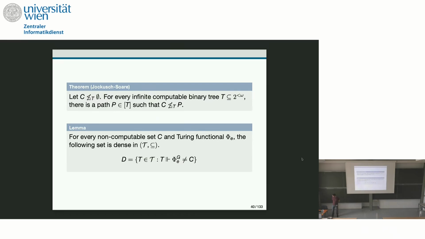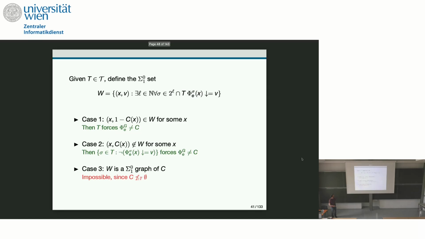We can prove what is called the cone-avoidance basis theorem, which says that if C is not computable, then for every computable infinite binary tree, you can find a path which still does not compute the set C. For this, again, we want to show our density lemma, saying that the set of conditions which forces this inequality is dense, where the inequality just says that you do not compute C through the functional phi_e.